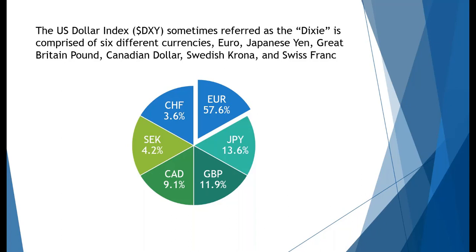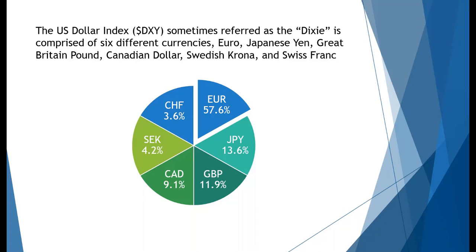The euro, the yen, the British pound, the CAD, the Canadian dollar, the Swedish krona, and the Swiss franc. Now, the first thing you want to notice from my chart here is that it's not to scale. But more importantly, what I want you to understand is that the euro makes up almost 60% of the dollar index. So this is important for us as in a comparison and convenience, in terms that it's basically the inverse.